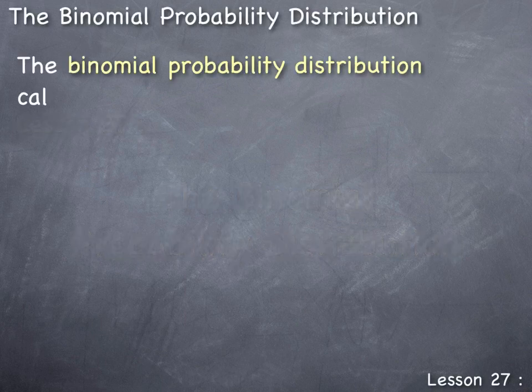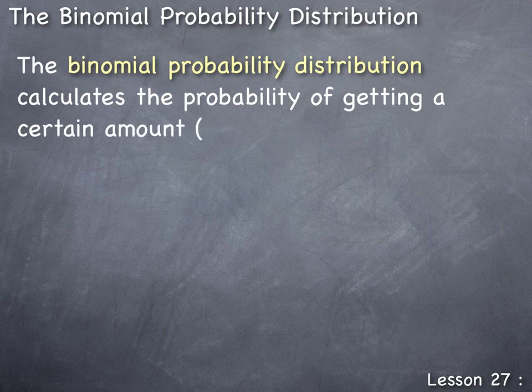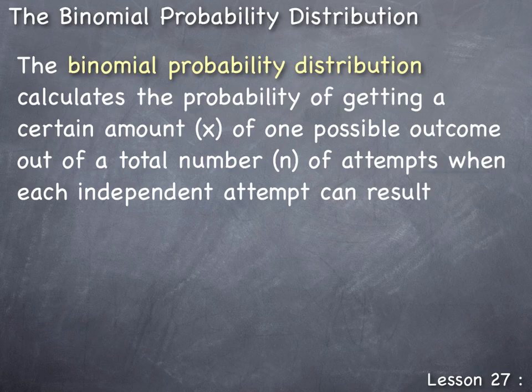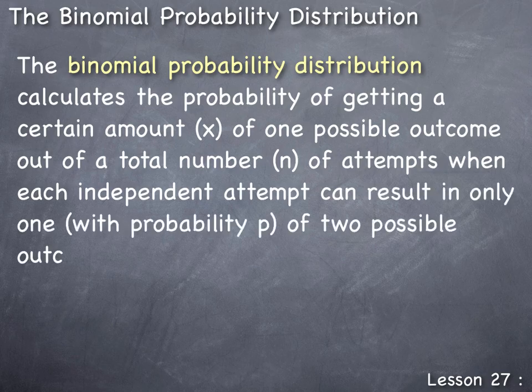The binomial probability distribution calculates the probability of getting a certain amount, x, of one possible outcome out of a total number, n, of attempts, when each independent attempt can result in only one, with probability p, of two possible outcomes. Now, the binomial probability distribution, like all probability distributions, only calculates probabilities for the specific situation that it was intended for. Thus, it can only be used to calculate probabilities that match this situation.